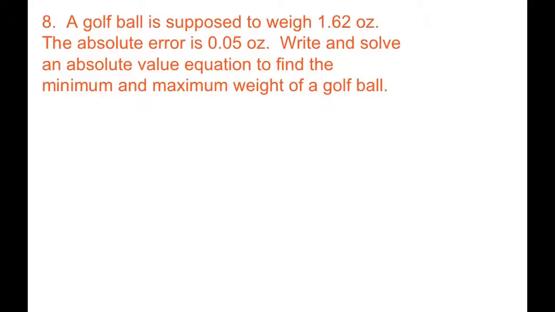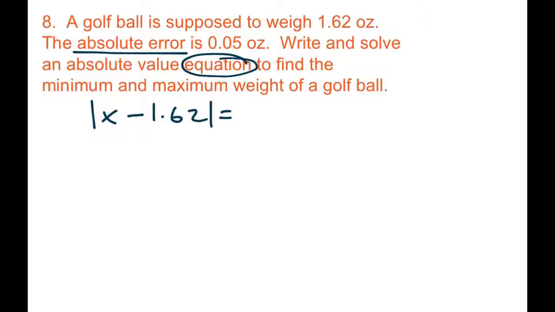Alright, word problem. A golf ball is supposed to weigh 1.62 ounces. The absolute error, this is going to be our absolute deviation kind of problem, is 0.05 ounces. Write and solve an absolute value equation to find the minimum and maximum weight of a golf ball. Alright, so I know it's x minus the given value, which is the 1.62, and this is an equation, so it's going to equal my absolute deviation, or in this example, the absolute error, 0.05.